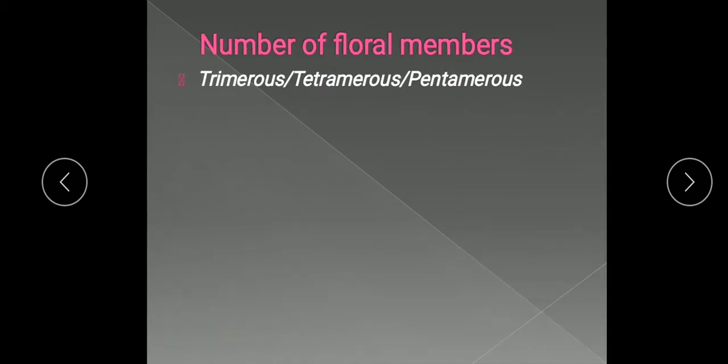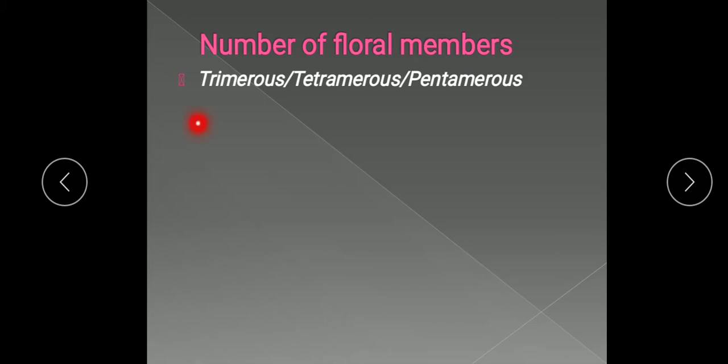Now the next technical term, we are going to study the number of floral whorls. Depending upon the number of floral members, meaning calyx, corolla, androecium, gynoecium, stamens, all that. Depending upon the number of floral members in each whorl, flowers are of the following types. Means the number in that floral whorl, like the calyx. The unit of calyx is sepals. So the number of sepals in the calyx, the number of petals in the corolla, the number of stamens in the androecium, the number of carpels in the gynoecium. So depending upon the number of floral members in each whorl, flowers are of the following types.